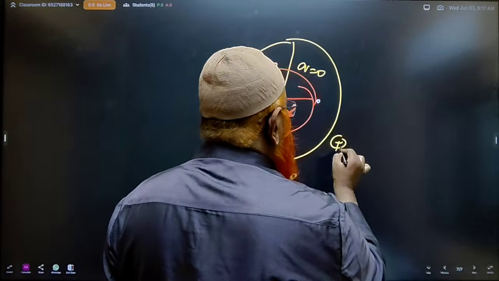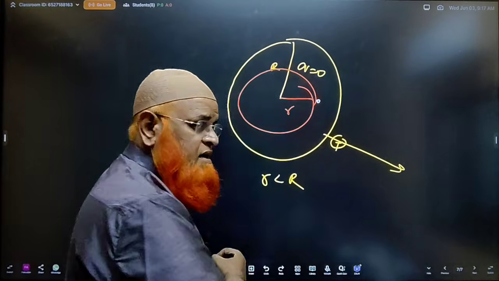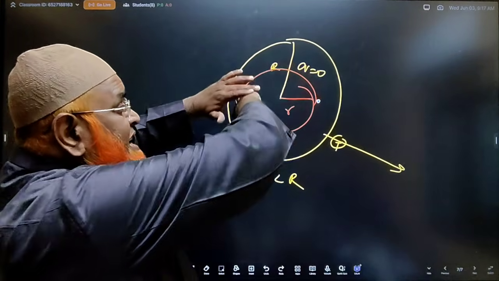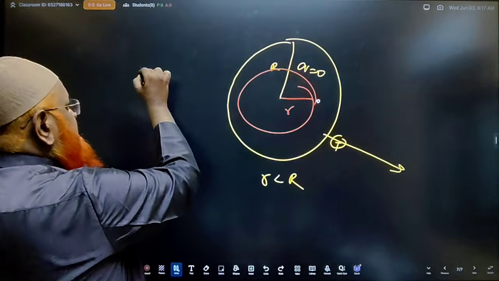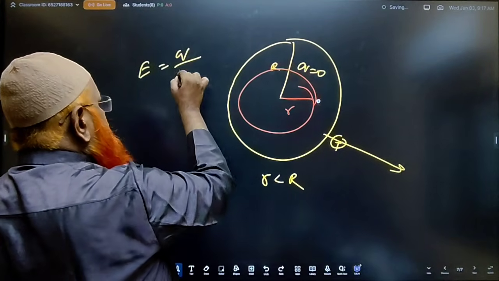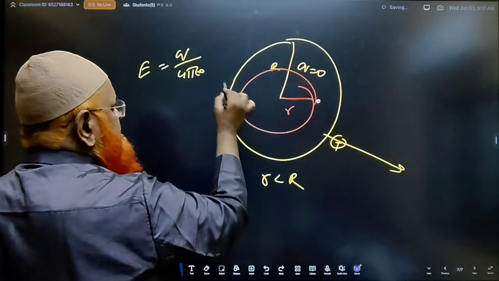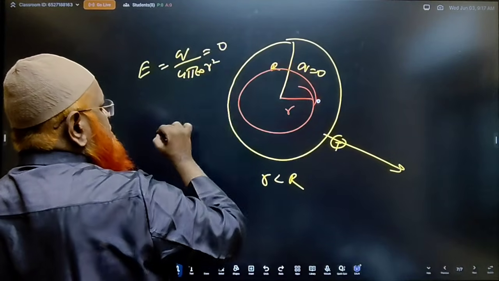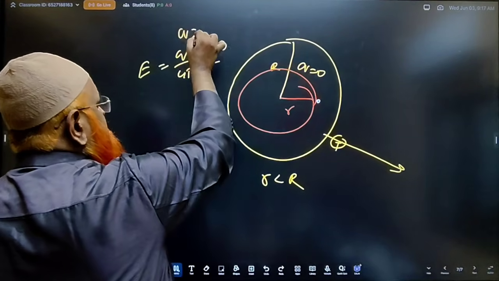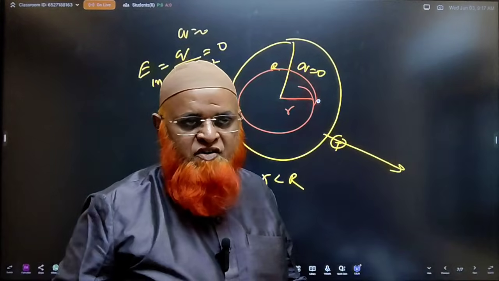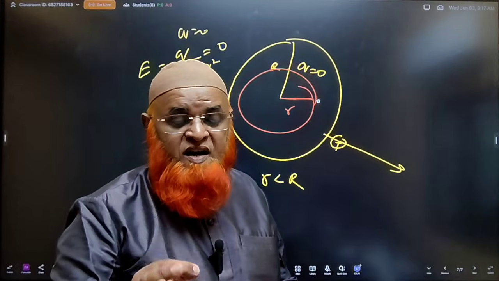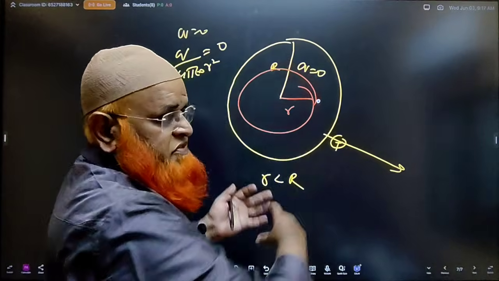A test charge can be kept here, but the electric field is outwards and starts from the surface. Inside there is no charge. So the electric field intensity inside is Q by 4 pi epsilon naught into small r square, which is going to be 0, because Q is going to be 0. So inside the spherical surface there is no electric field intensity. Electric field intensity starts outside the surface.